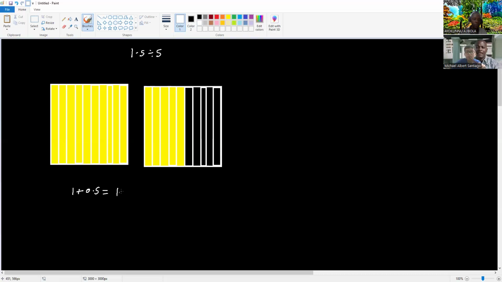which gives us 1.5. Now, I want to divide 1.5 by 5. That means if I count this, I have 15 portions divided by 5, giving me 3 portions. So definitely, since there is a decimal here, then there is a decimal here, and that will be 1.5 divided by this gives me 0.3.